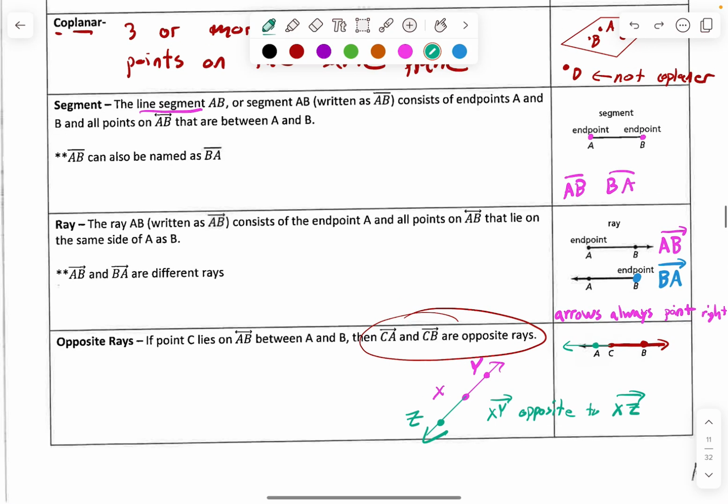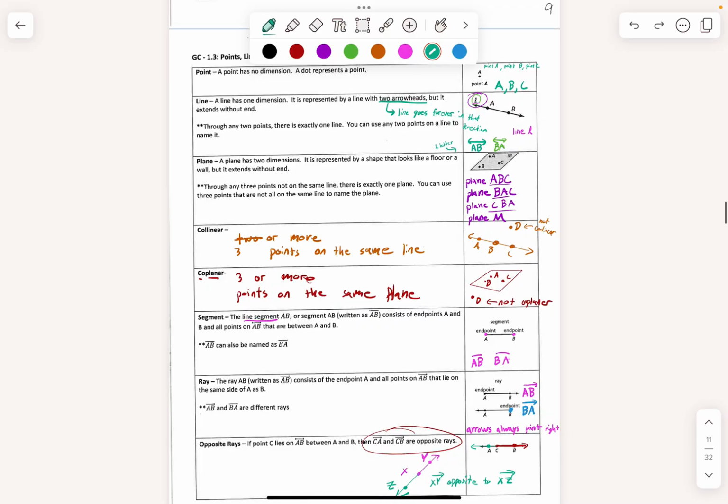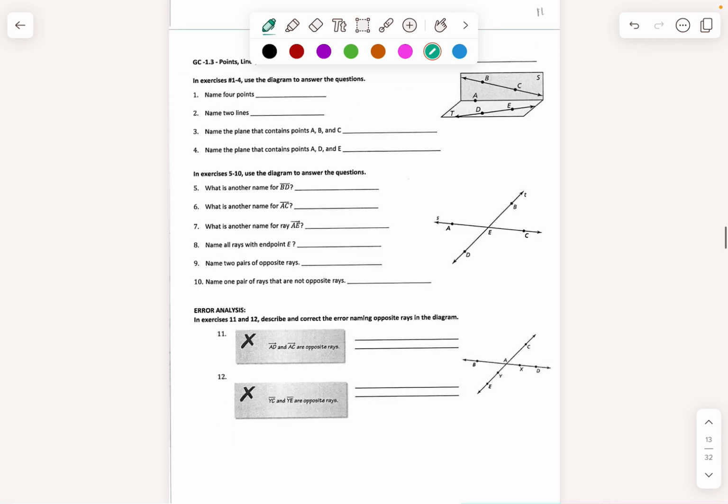We should have everything else filled out. If you don't have everything filled out, look at the notes. You can also pause this to just copy down some of these notes. But obviously the goal of the day is to get ready for your skill assessment tomorrow. That's going to be 1.1, 1.2, and 1.3.